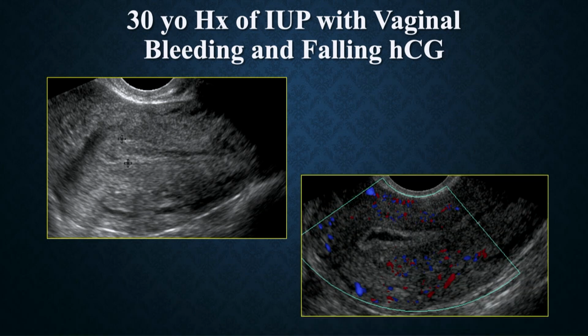One of the things I will do is I will put color on that. And I will put color on the lining to look for evidence of any retained tissue. And here we see no evidence of any vascularity associated with the endometrium, just a little bit of blood, a little bit of fluid within the canal. The endometrium itself looks relatively thin. And so in this case, I think it's fair to say it's a complete abortion. There's no evidence of any tissue remaining within the endometrial canal.